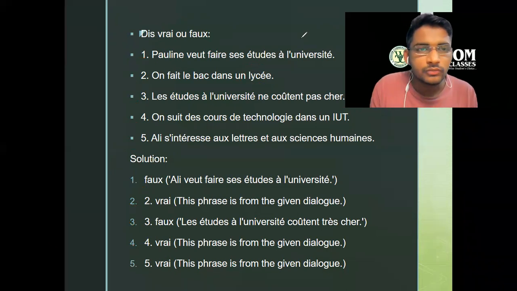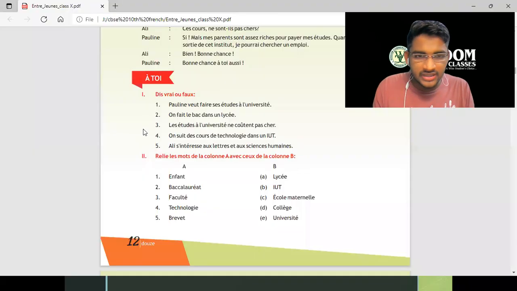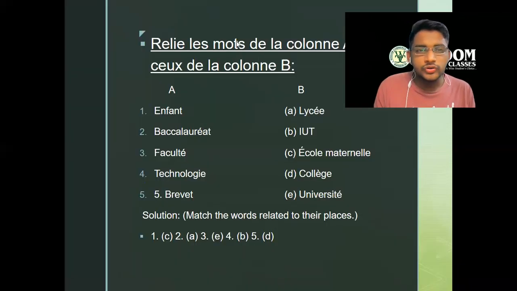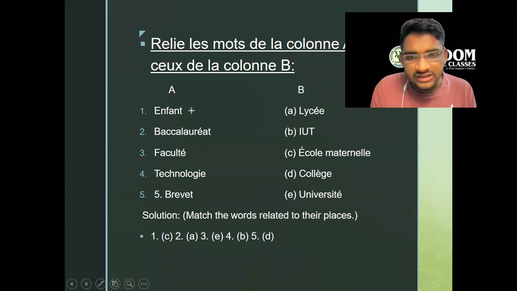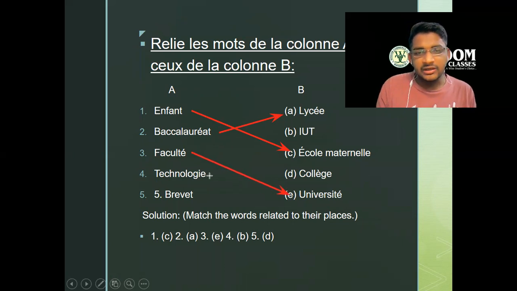Great. Moving forward. The next thing, students, let's see in the textbook. What do we have in the textbook? Yes, we have this match the pair. So students, let's go for the match the pair now. First is enfant, a child. You have to just match the two columns. Child goes in école maternelle. École maternelle is nursery college. Baccalaureate, students, baccalaureate is done in the lycée, higher secondary school. Faculty is like university or college. Okay, so this is like university for us. For technology, we just saw IUT, and that is its full form. And brevet can be done in college.